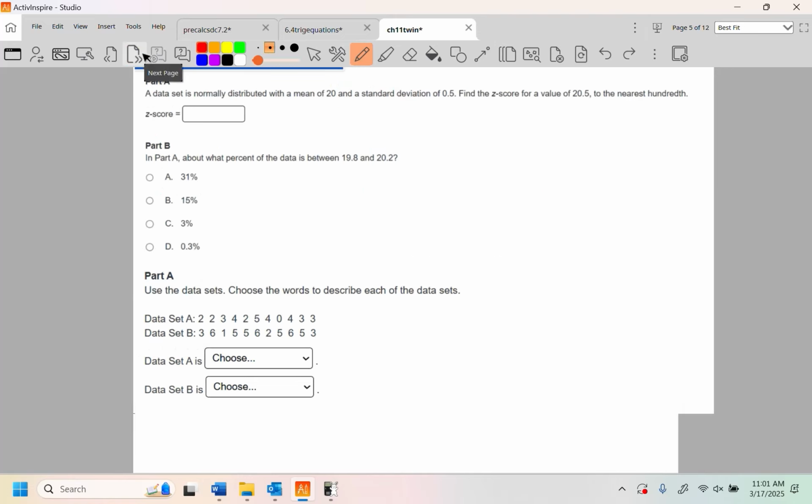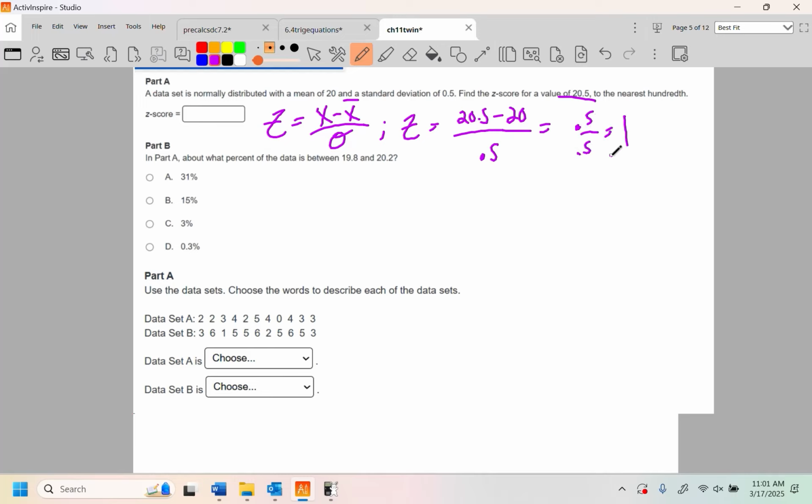All right, part A, a data set is normally distributed with a mean of 20 and a standard deviation of 0.5. Find the z-score. So you need to know the formula for a z-score. Z is simply x minus x bar, sitting over sigma, the standard deviation. So I want a z-score for this data. It's going to be the data value of 20.5 minus the mean, which is 20, over the standard deviation of 0.5. That's going to give me 0.5 over 0.5, which is 1. Z is 1. Easy peasy.